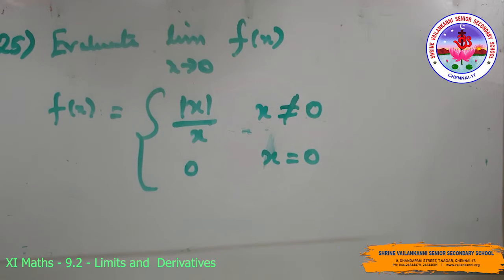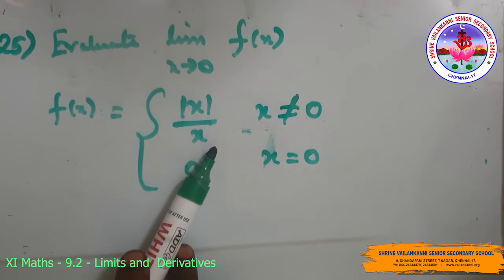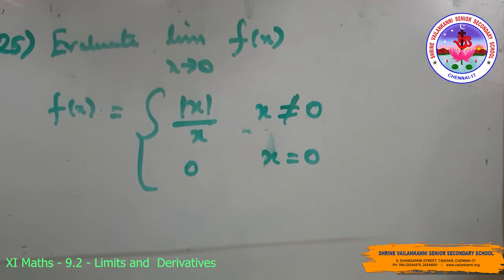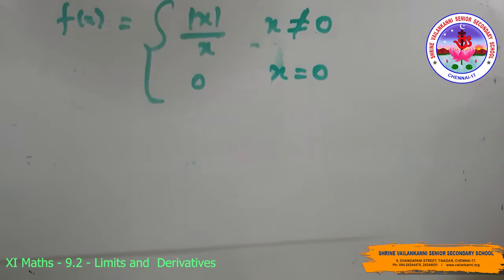Twenty-fifth question. Evaluate limit x tends to 0, f of x, where f of x equal to modulus of x by x, and x is not equal to 0, and this is equal to 0 when x equal to 0. We will find both left hand limit and right hand limit. If they are equal, then the limit exists. If they are not equal, the limit does not exist.